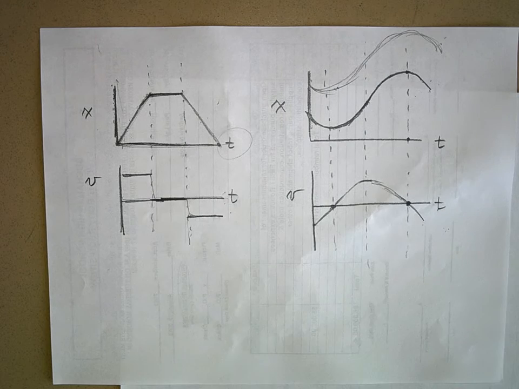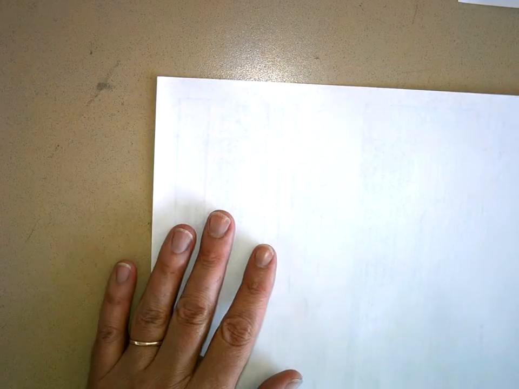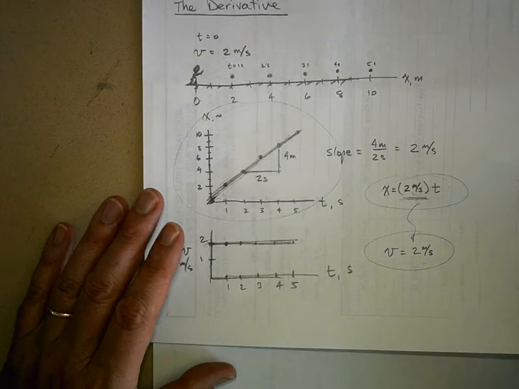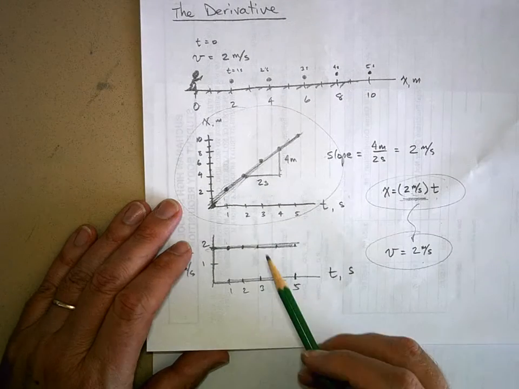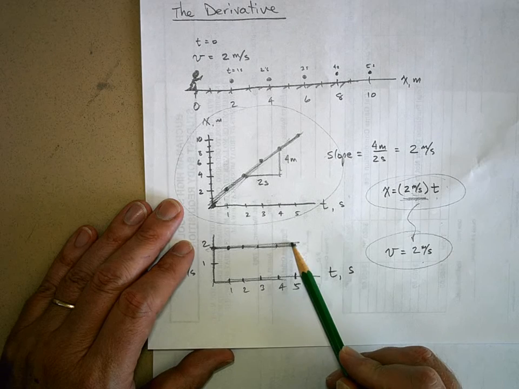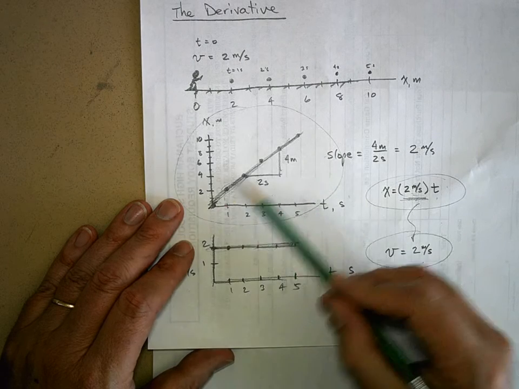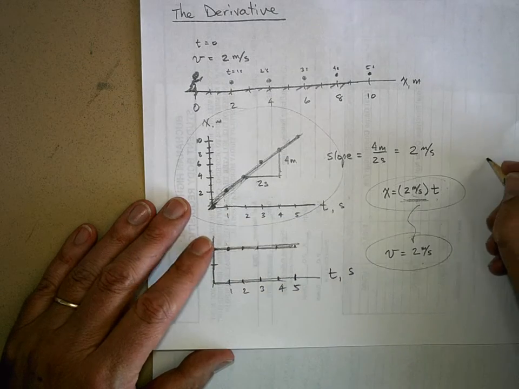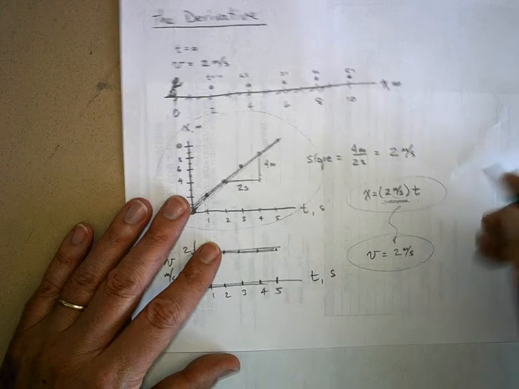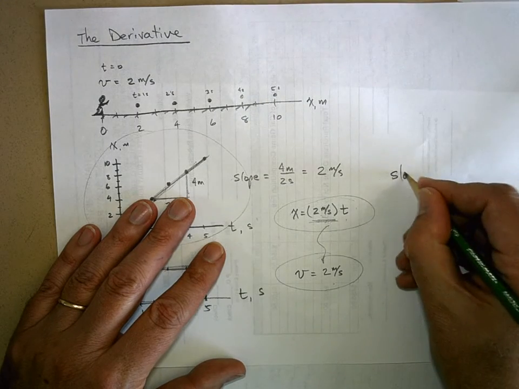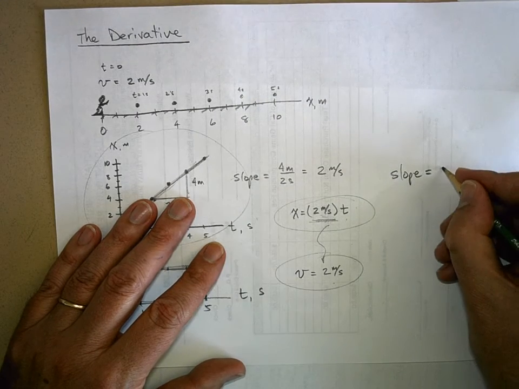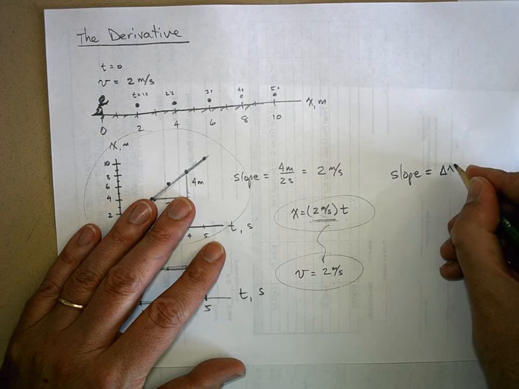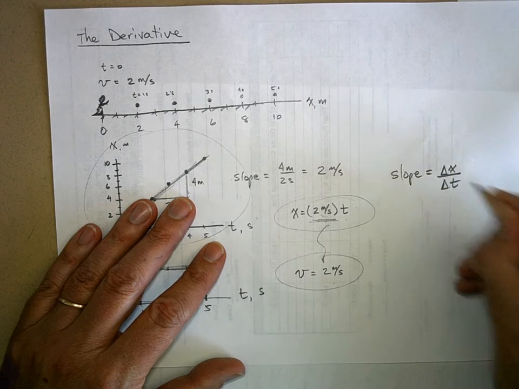So let's go back to my straight line over here. Now, how did I find this derivative? Well, I say, what's the slope? Now, the slope here is a constant, but what did I do to find the slope? Well, we know that the slope is equal to the rise over the run. In this case, delta x over delta t.